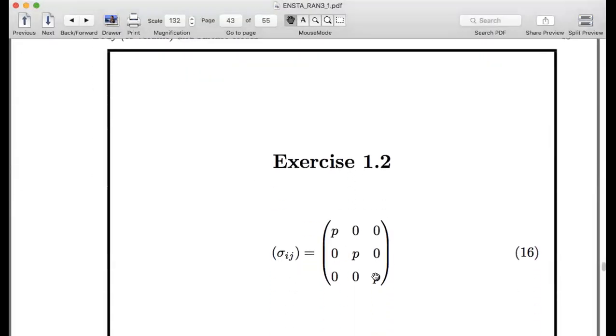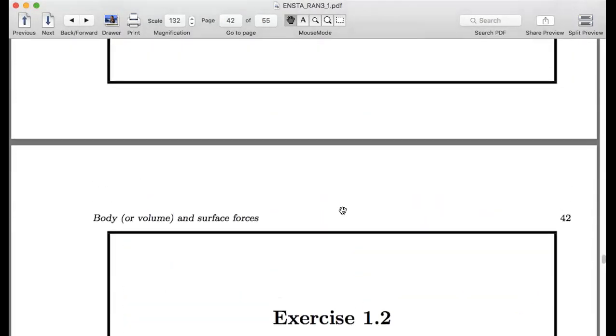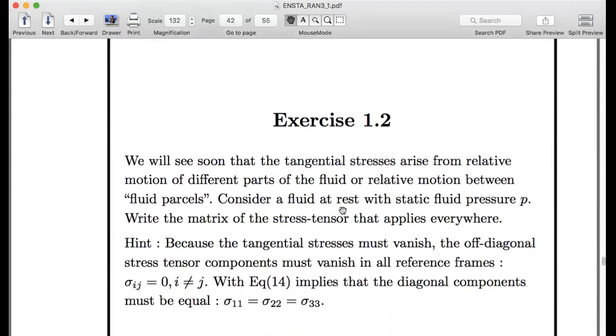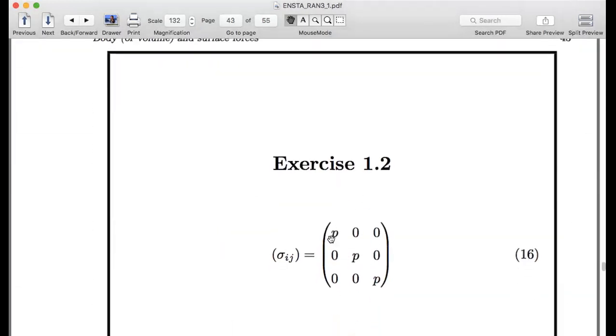So I've just put pressure along the diagonal, but can anyone see any problem with that? Pressure is a force per unit area. Let's go back to the diagram. Well, let's first say what's good about this. We have sigma 1,1 equals sigma 2,2 equals sigma 3,3. And we have all the off diagonal terms equal to 0. And it's symmetric. Those are the three constraints that we know apply to this thing.